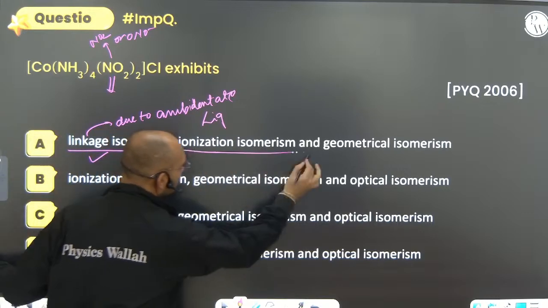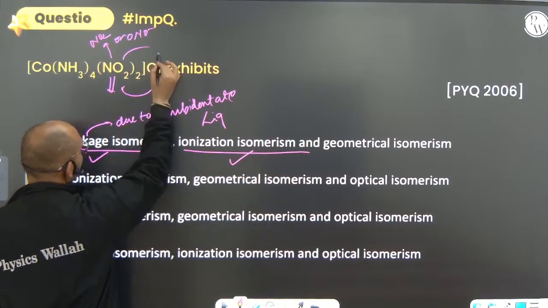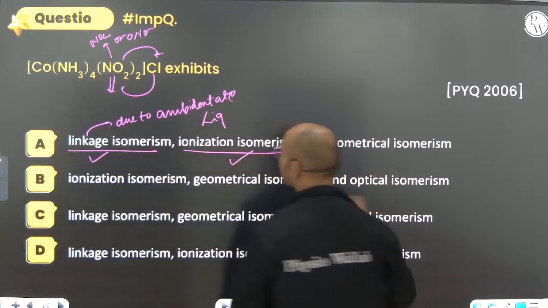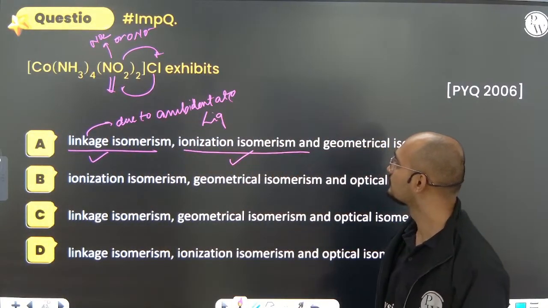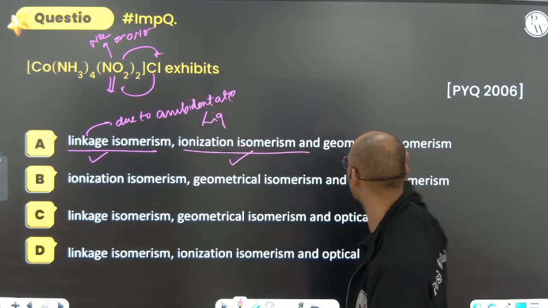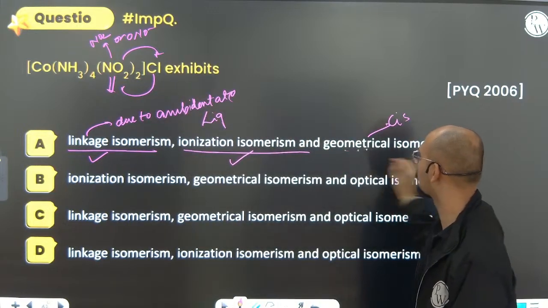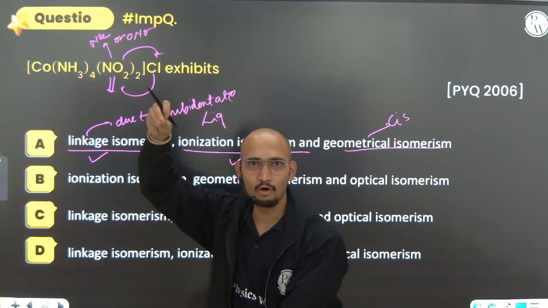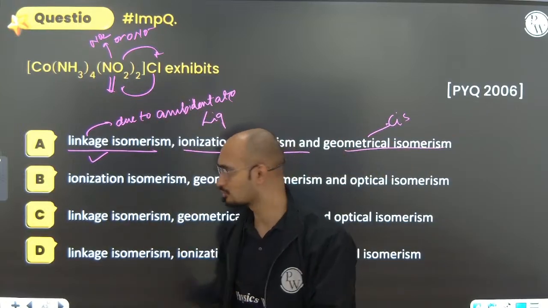Yes, ionization isomerism, yes, because Cl can exchange its place. Can it show geometrical isomerism? Geometrical isomerism की अगर बात करो तो of course it can show cis and trans isomerism, because NO2 either may be on the trans or it may be on the cis, so it can show. So option A comes out to be, I think, correct.